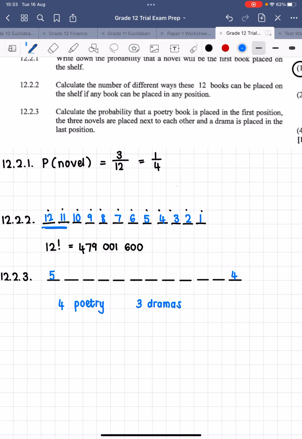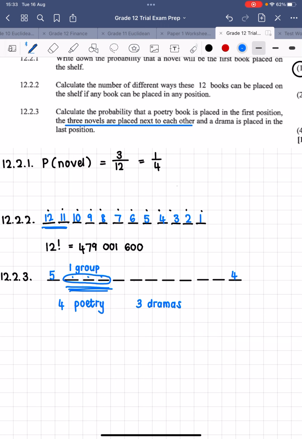Now, the fact that they've said that the 3 novels are placed next to each other means that they form a group on their own. So say, for example, they are in the second, third, and fourth spaces on the shelf. They can move to different spaces, but guys, these 3 books have to stay together at all times. So instead of having 3 separate books that can be arranged within these 10 spaces that we have left, we actually now have one group of 3 books that cannot be separated.